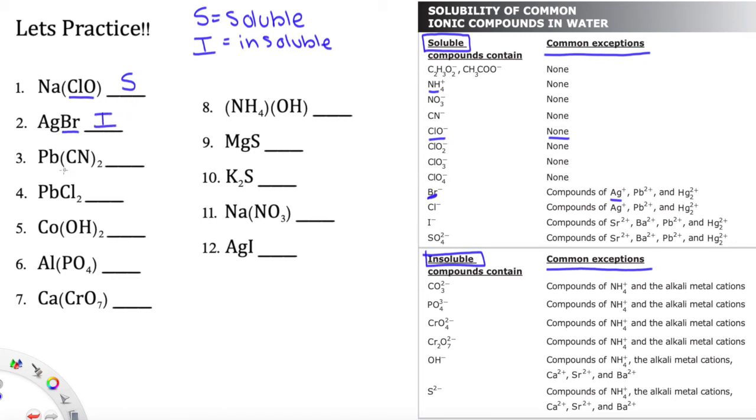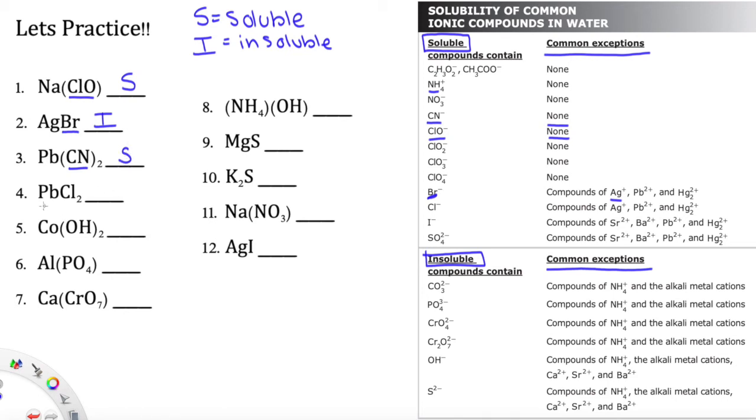Okay. Lead cyanide, number 3. Lead is our metal. That's going to have a positive charge, which means cyanide is our negatively charged polyatomic ion. And so let's go over here to our chart, and we're starting at the top and working our way down. And here's cyanide right here. And cyanide has no exceptions, so all compounds that contain cyanide are going to be soluble.